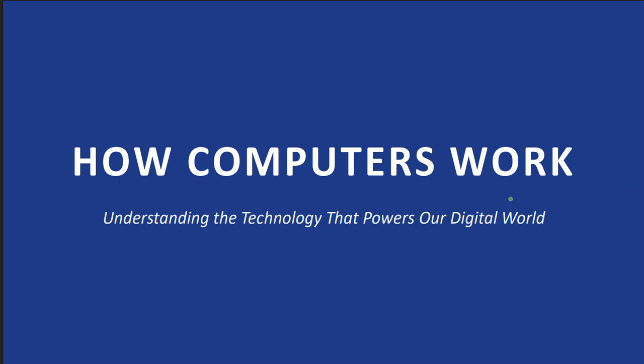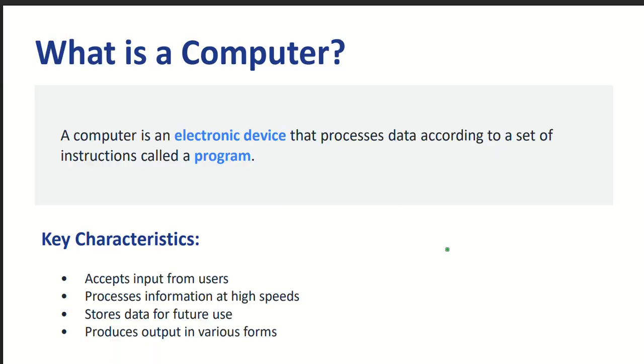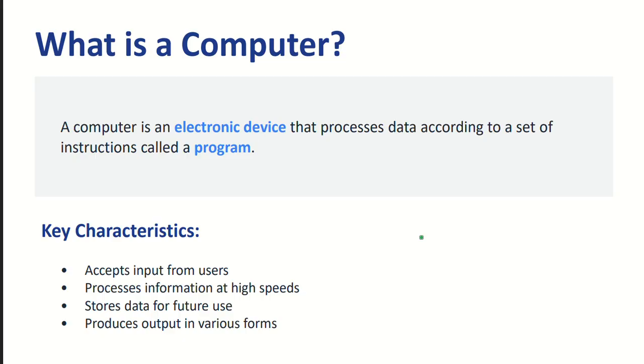We will discuss this topic by understanding the technology that powers our digital world. First of all, the most basic definition of what a computer is the following. A computer is an electronic device that processes data according to a set of instructions called a program.